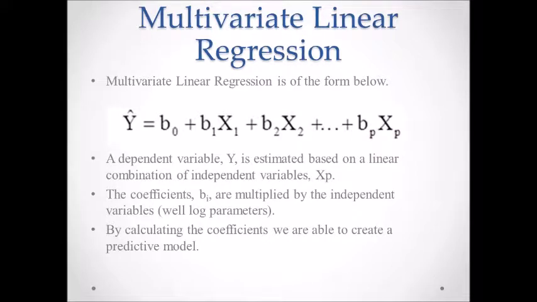The equation for multivariate linear regression is shown below. A dependent variable, y, is estimated based on a linear combination of independent variables, x sub p. The coefficients, b, are multiplied by the independent variables, which in our case are the well log parameters. By calculating the coefficients, we are able to create a predictive model.